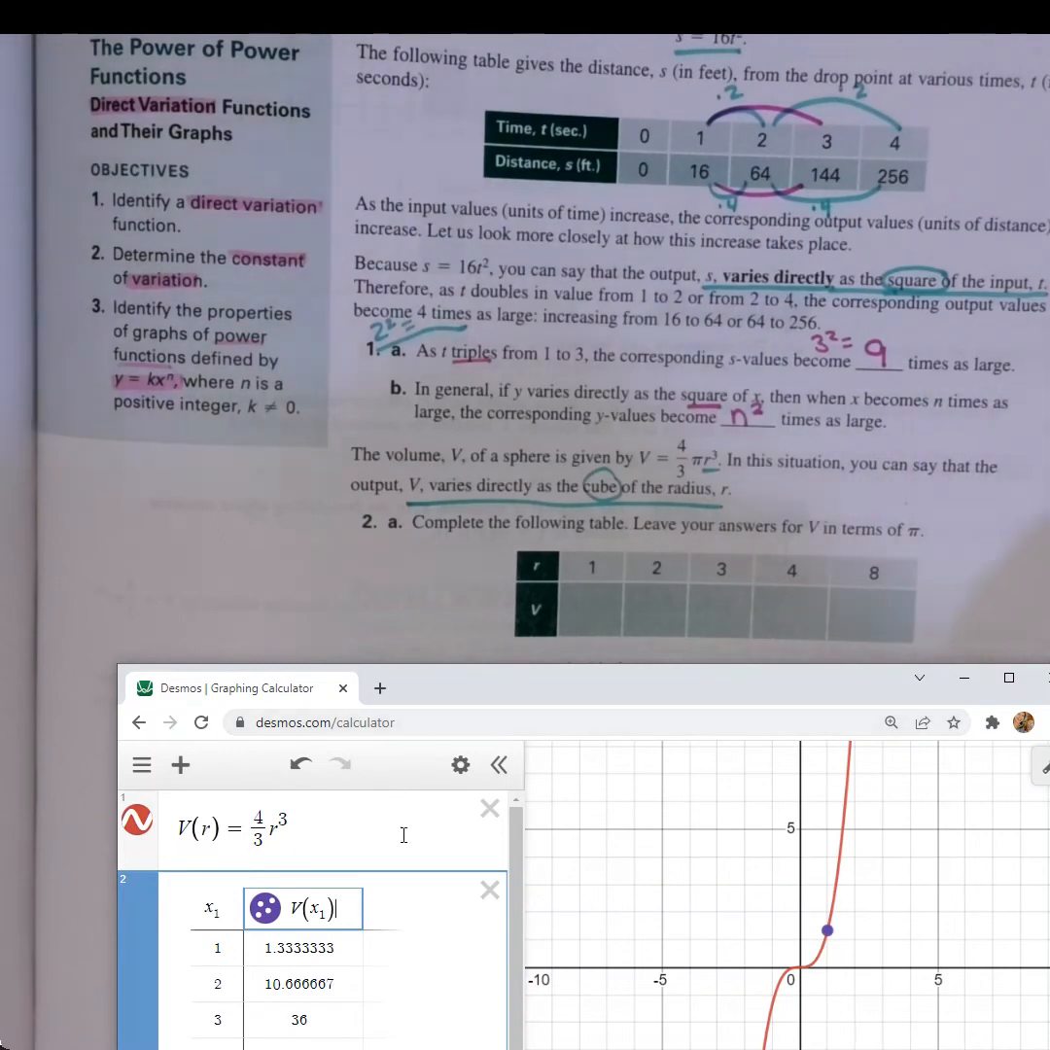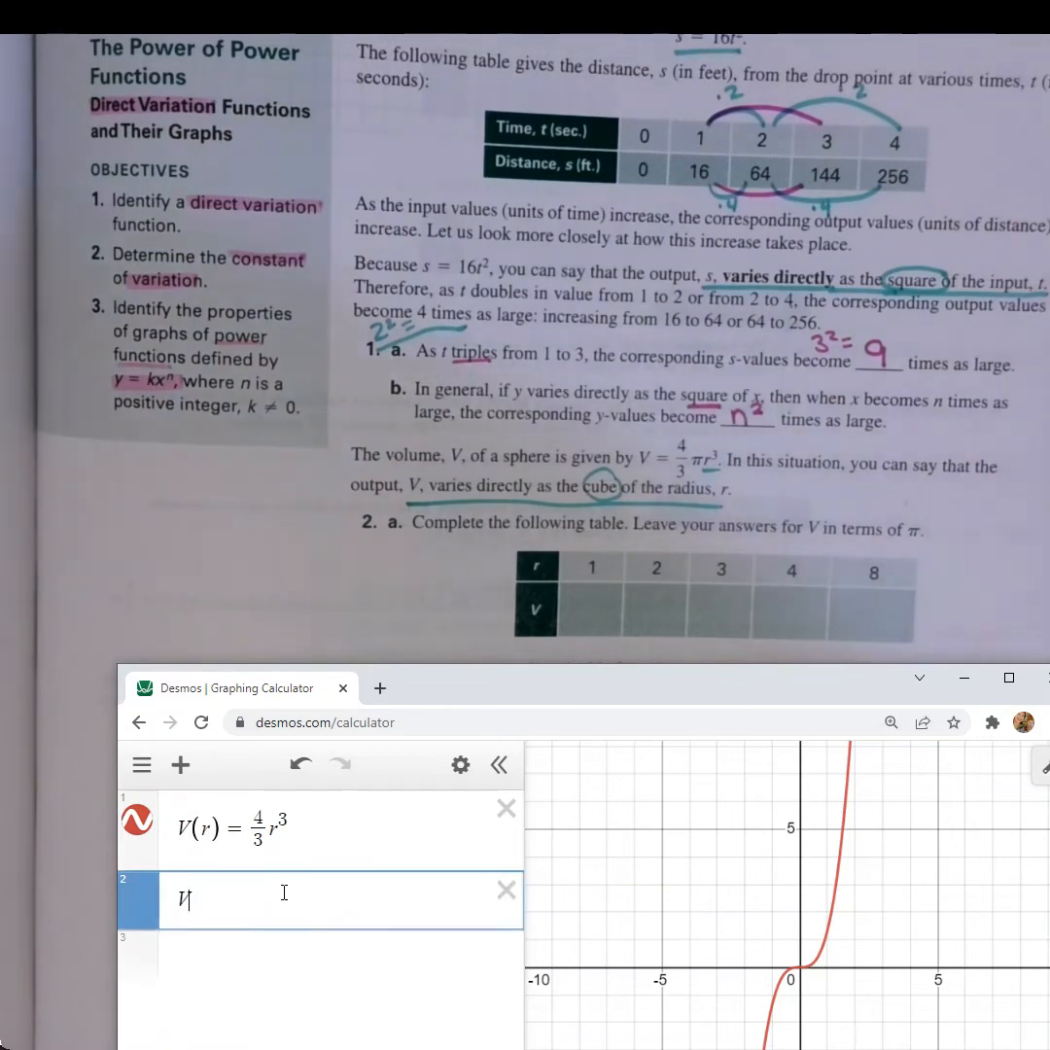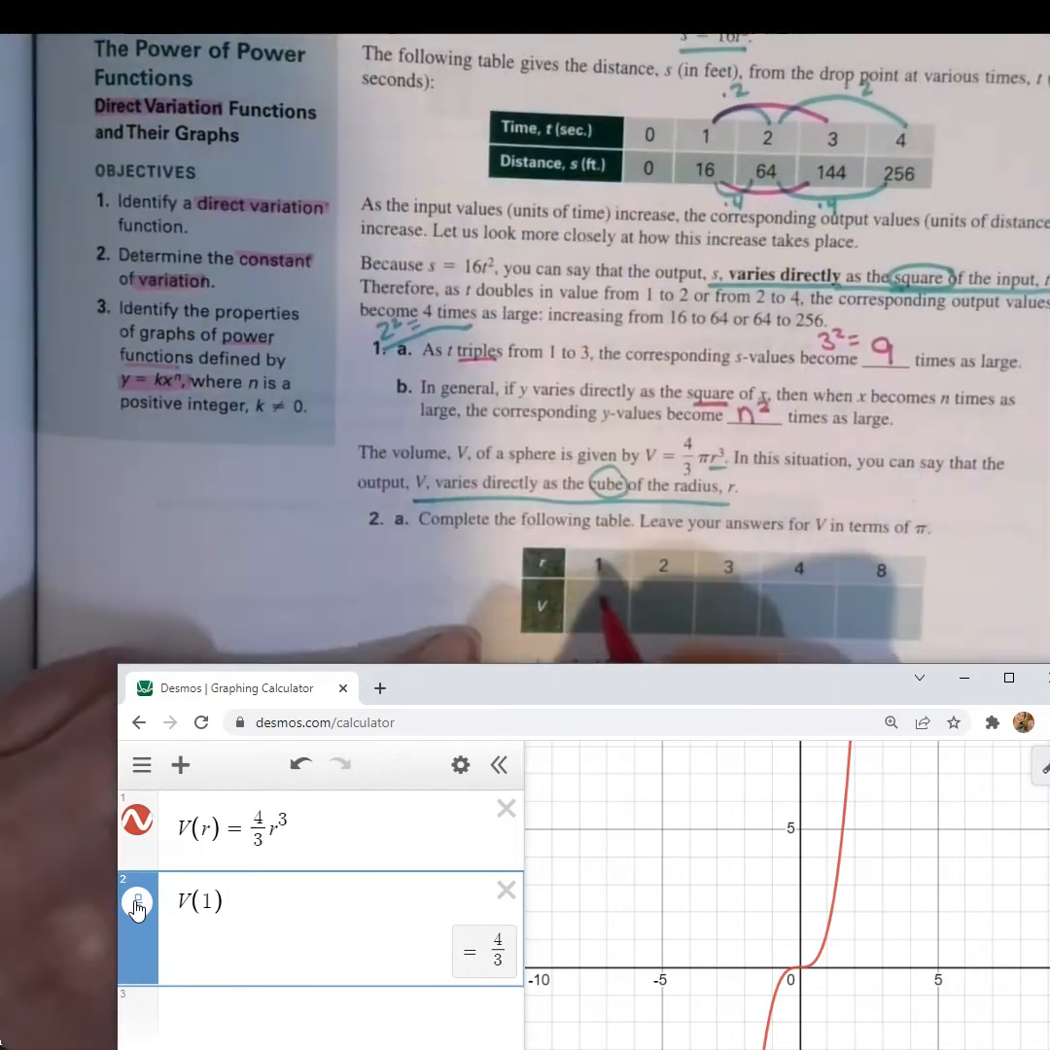Okay, now I don't like this because I want those not in decimal form, so I'm actually going to go back and do them the old way. I'm going to do v of 1 so I can get the fraction form for it. I don't have the fraction button in the table. So this one, I'm going to say 4/3 pi.